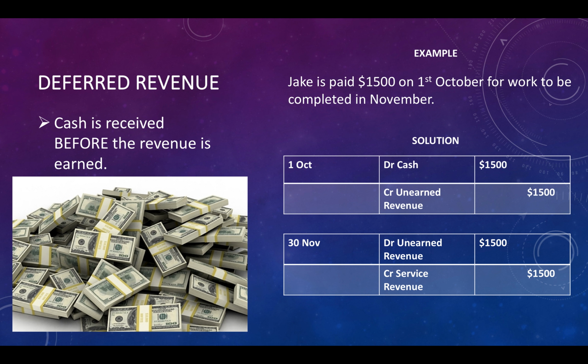Once the service has been provided, Jake will adjust the entry. On the 30th of November, we now debit the unearned revenue and credit the service revenue.